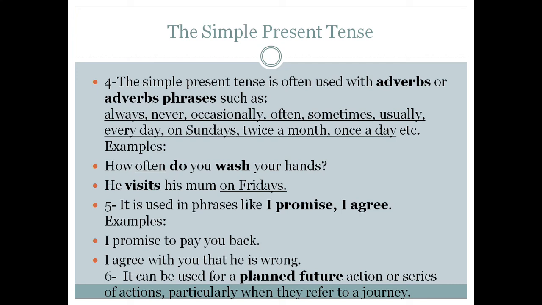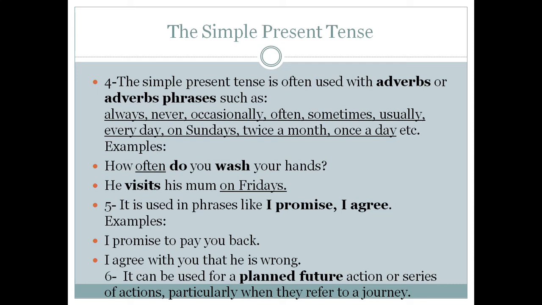Number 5, the simple present tense is used in phrases like I promise, I agree, I disagree, and so on. Examples: I promise to pay you back. I agree with you that he is wrong.